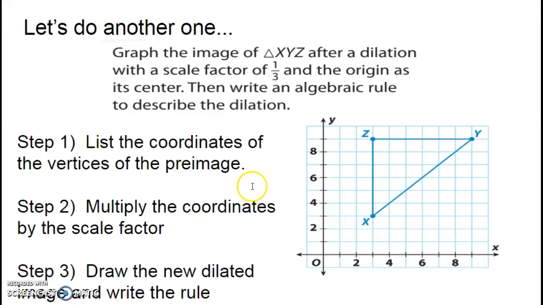Once you do that, you'll multiply your x and your y by 1/3 to get your new coordinates. After you do that, you'll draw the new dilated image, and then you can write your rule. You know the scale factor is 1/3, so it would be easy to write that rule. You can pause the video while you do your math.